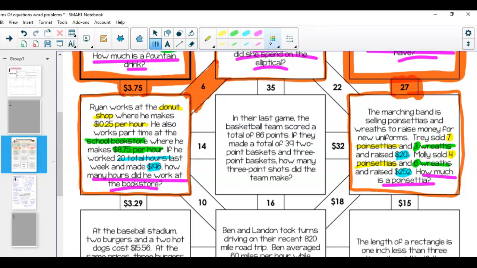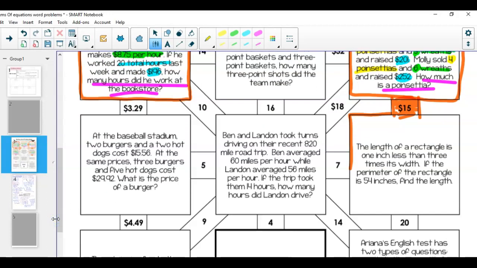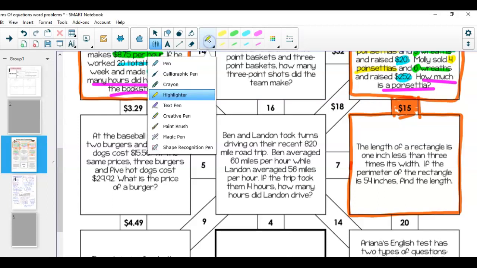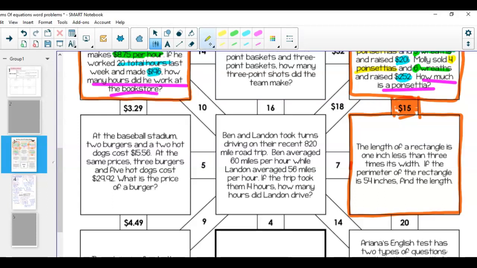So this was, by process of elimination, it couldn't have been 22 because we're looking for a price and that one doesn't have a price. We also already went there, so we can't go back. Right? With this one, because it's talking about length of a rectangle and width, your variables by default are just L and W.